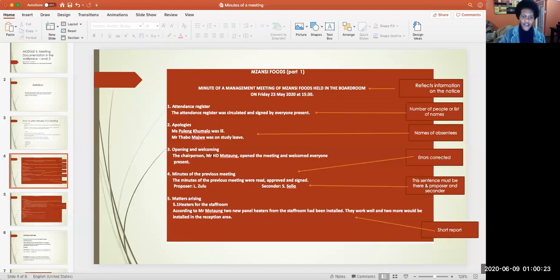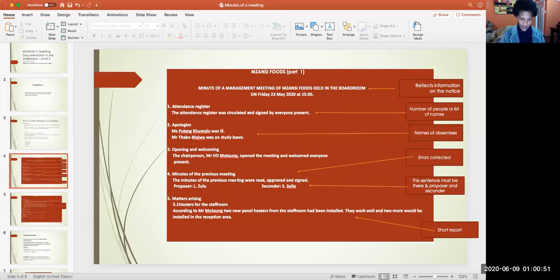So you will say: the chairperson, Mr. H.D. Mudaung, opened the meeting and welcomed everyone present. I think you can see that I'm using the numbering system that I used in the agenda. Whatever is in the agenda is exactly what I'm going to talk about here in the minutes.